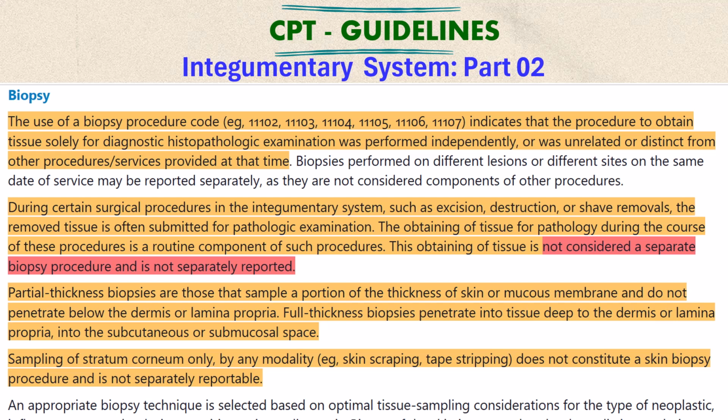Partial thickness biopsies are those that sample a portion of the thickness of skin or mucous membrane and do not penetrate below the dermis or lamina propria. Full thickness biopsies penetrate into the tissue deep to the dermis or lamina propria, into the subcutaneous or submucosal space. Sampling of stratum corneum only by any modality, for example skin scraping or tape scraping, does not constitute a skin biopsy procedure and is not separately reportable.